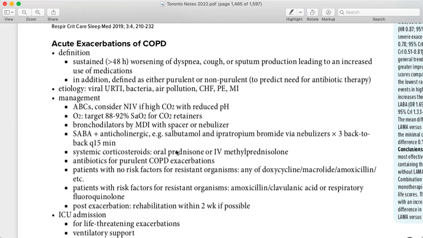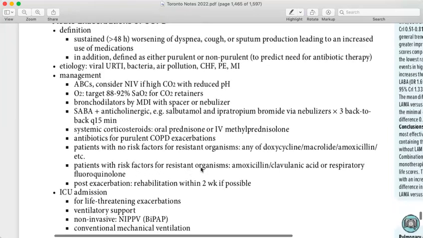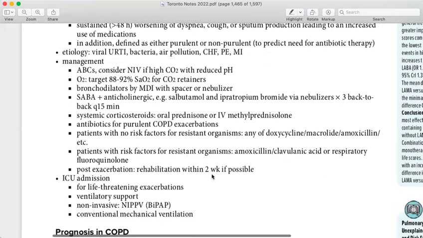Systemic corticosteroids, oral prednisone. Since this is an emergency condition, you are going to start with oral or IV prednisolone, then methylprednisolone. Antibiotics for purulent discharge: if there is purulent discharge coming out in the cough, you are going to start with antibiotics. Patients with no risk factors for resistance, you are going to give doxycycline. Patients with risk factors for resistance, you are going to start with amoxicillin. Post-exacerbation rehabilitation within 2 weeks if possible.